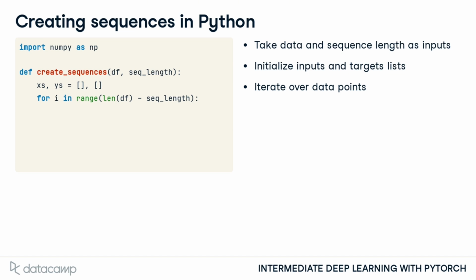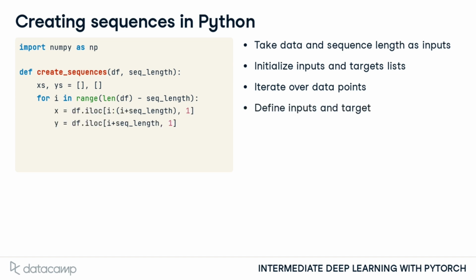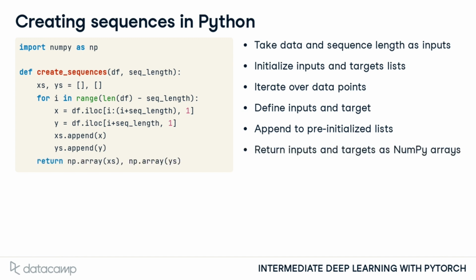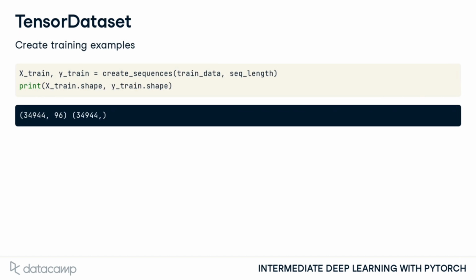target. For each considered data point, we define inputs x as the electricity consumption values starting from this point plus the next sequence length points, and the target y as the subsequent electricity consumption value. The 1 passed to the iloc method stands for the second data frame column, which stores the electricity consumption data. Finally, we append the inputs and the targets to pre-initialized lists, and after the loop return them as numpy arrays. Let's use our function to create sequences from the training data. This gives us almost 35,000 training examples.